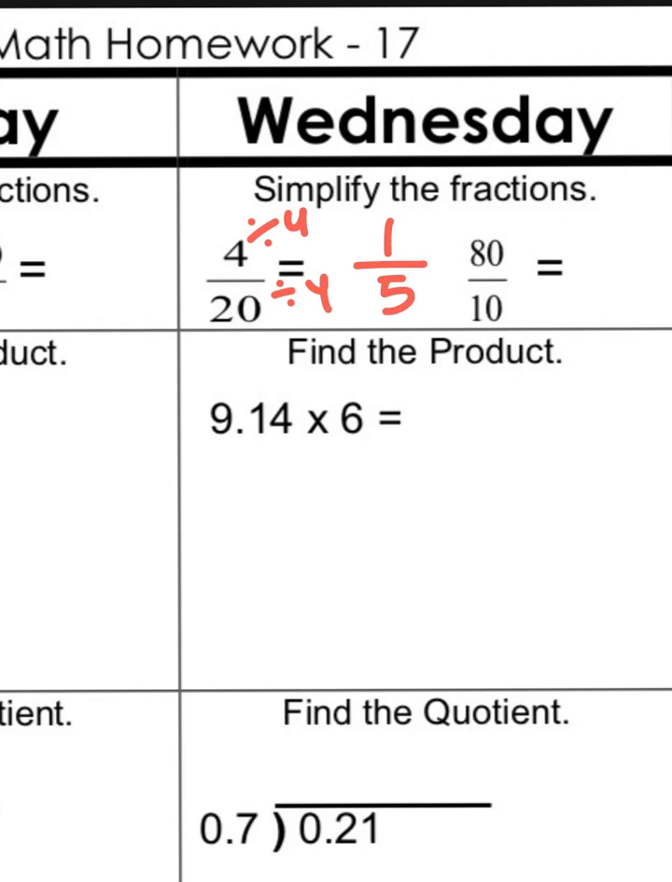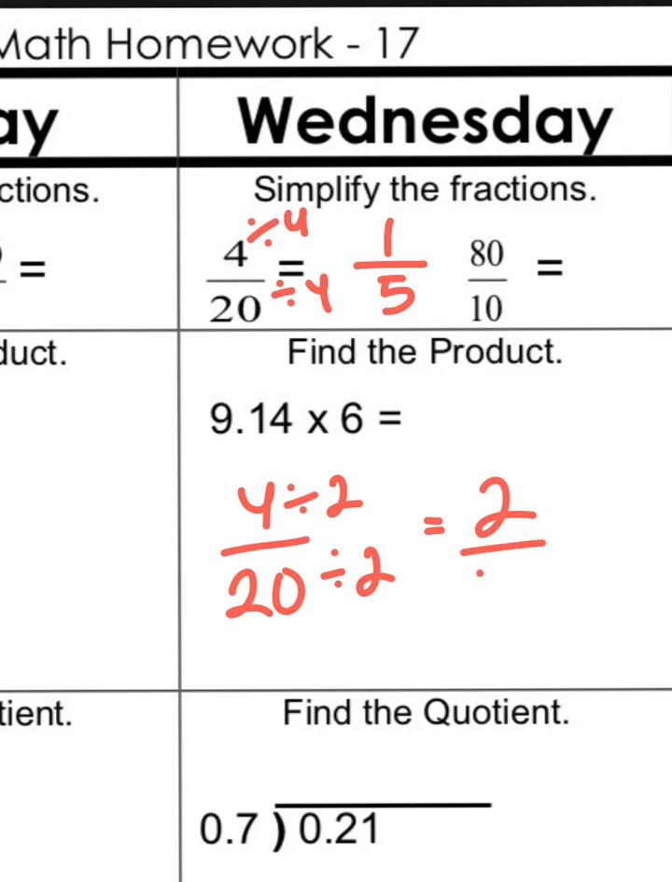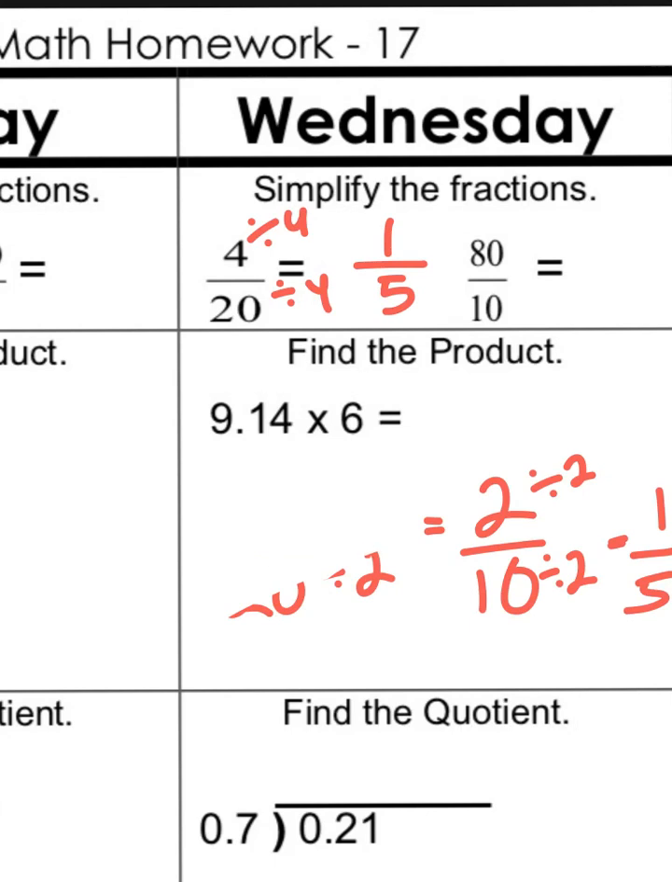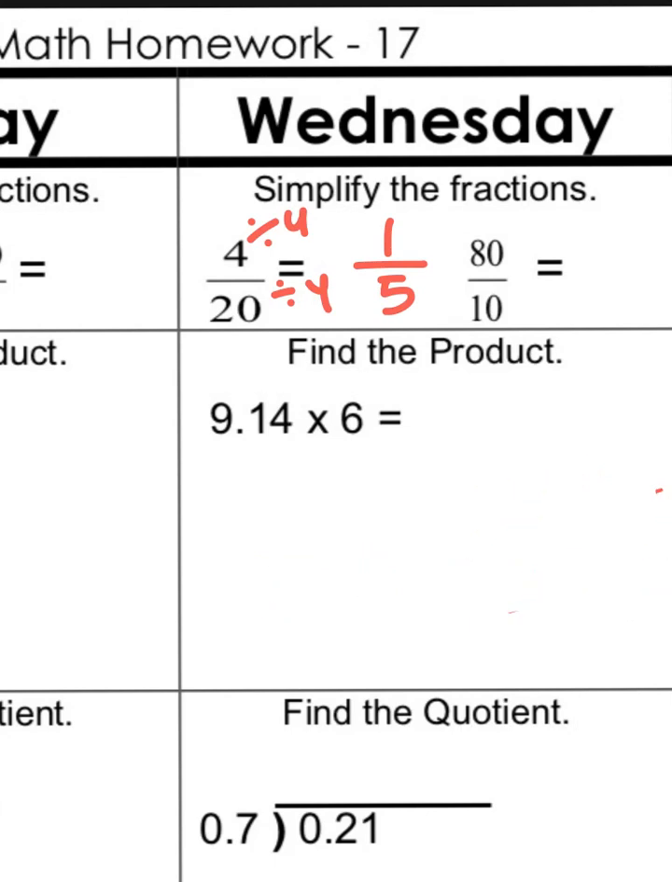So 4/20 equals 1/5. If you were to do 2, here's what would have happened. When you divide it by 2, you would get 2 over 10, and then you have to do it again. That's why you just want to do it one time by doing divided by 4. And that way you don't have to divide by 2 and then divide by 2 again to get your 1/5.